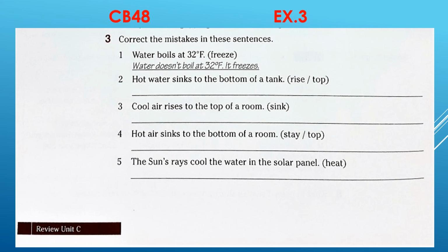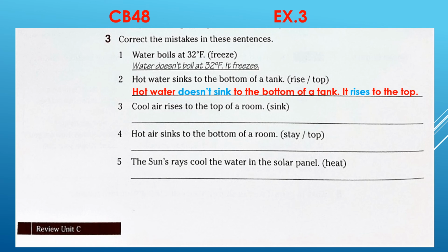Now let's also do number 2 as an example. Hot water sinks to the bottom of a tank. Okay, we're going to use rise and top. So the answer should be hot water doesn't sink to the bottom of a tank, it rises to the top. Okay, now please pause the video for 3 minutes. Try to answer question 3, 4 and 5 and come back later to check the answers.